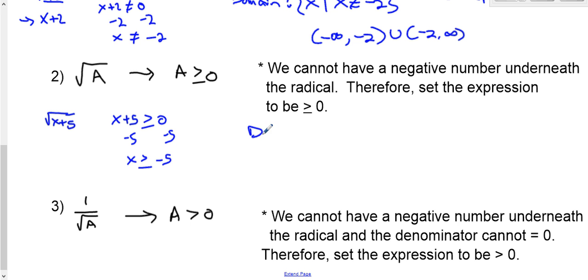And so my domain would be x such that x is greater than or equal to negative 5. And all the real numbers greater than or equal to negative 5 are available to plug in for x plus 5. As interval notation, I would have a bracket with negative 5 going on to positive infinity with a parenthesis.